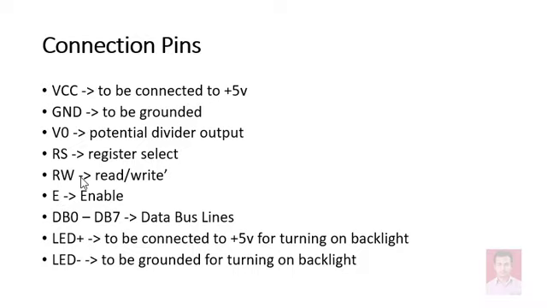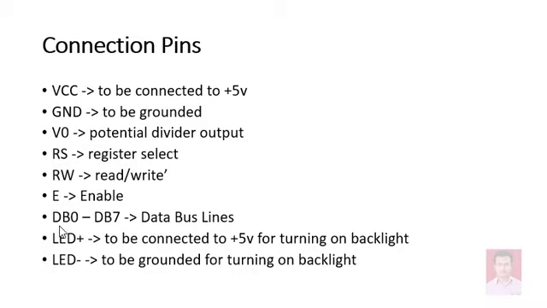Then there is an RW pin. This pin stands for read and write purpose. It is active high for read operation and active low for write operation. When you want to write some data on the LCD, this pin must be grounded so that it gets active low. Active low in the sense it comes into write mode and you are able to write the characters in the registers of the LCD, so that they get displayed on the LCD.